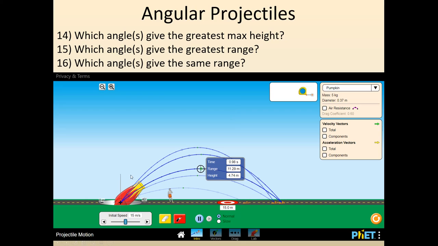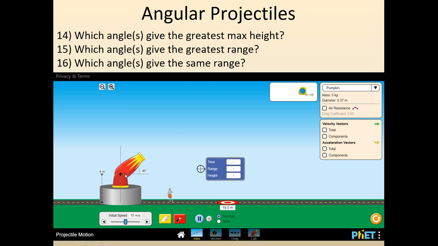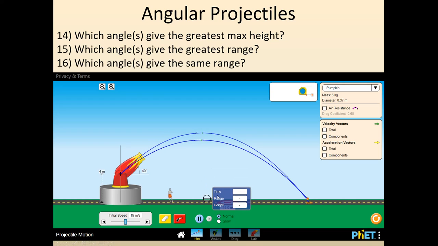There is one last thing that I do want to point out since I'm using this. All this stuff that we're talking about, at least for number 15, giving the greatest range, and 16, the same range, is only true when we're shooting an object from the ground. If I instead increase the height of the projectile, it turns out that my maximum range will no longer be 45 degrees.